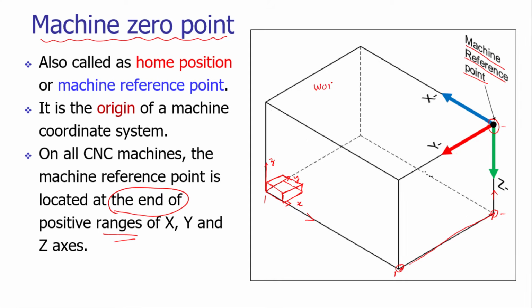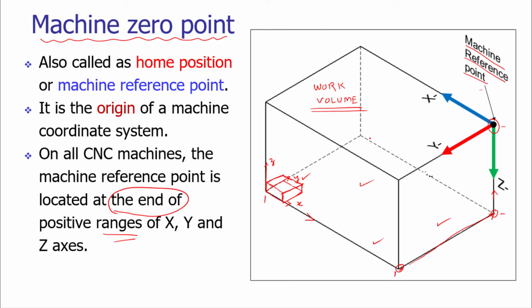This is the work volume. So the part may be at this location, or you may have the part at this location or anywhere in the work volume, but it is very essential, it is mandatory that we need to communicate the location of the part inside the work volume with respect to the machine reference point, because the CNC machine tool only knows about the machine reference point.